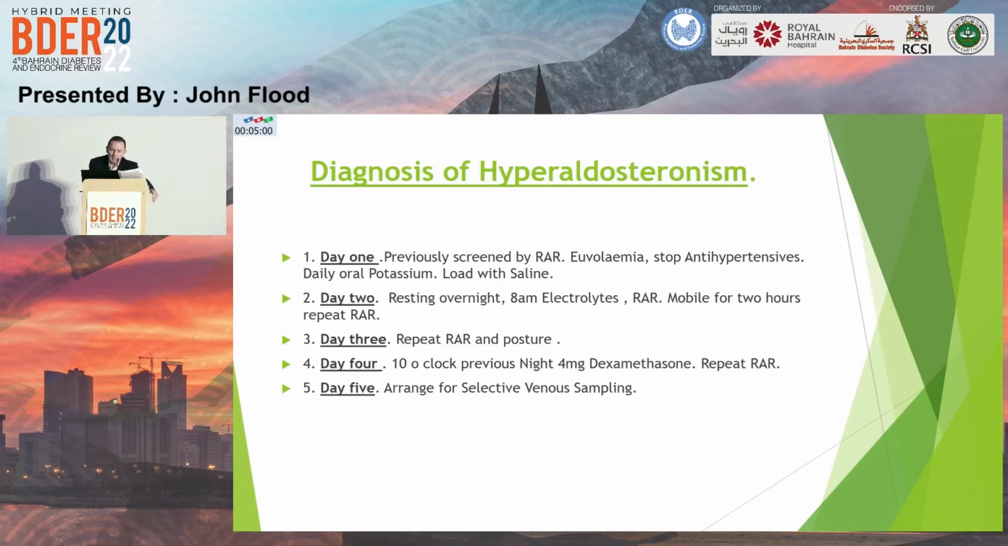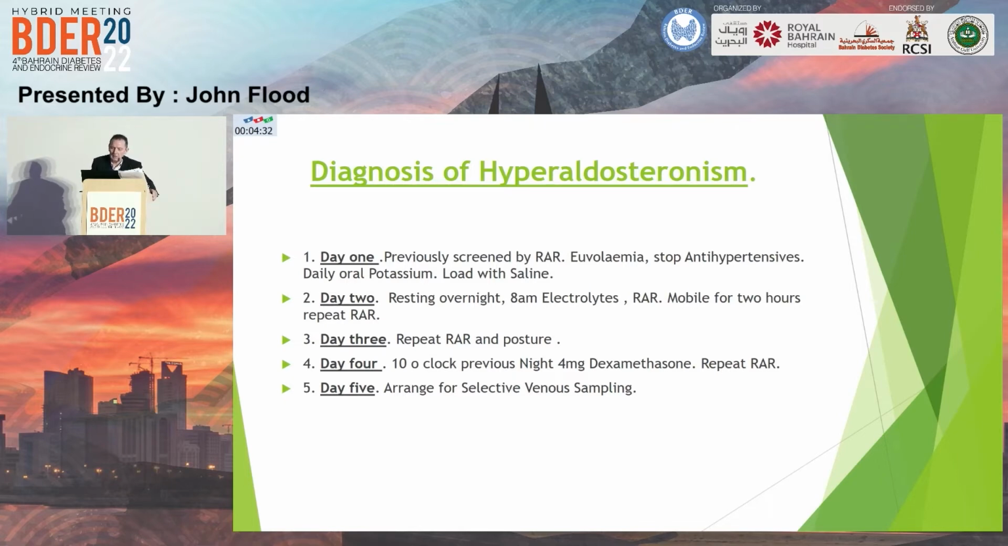You bring them in and you basically stop all their antihypertensives. You can leave alpha blockers, but you have to stop beta blockers, ACE inhibitors, angiotensin receptor 2 antagonists, and so on. You've got to bring the potassium over 4.5, and you've got to load them with saline. Usually I give them 3 litres. Then on day 2, they rest overnight and have an 8 AM electrolytes and renin aldosterone ratio done, and then they are mobile for 2 hours, and it's repeated, and it's done on day 3 exactly the same.